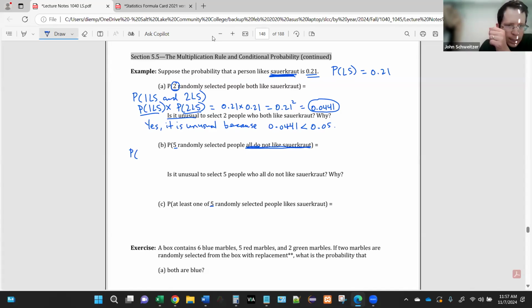I'm going to say the first does not like it. Okay, so the first does not like sauerkraut, so I'm going to abbreviate it. And the second is a not like. The third is a not like. The fourth is a not like. The fifth is a not like. Okay, so all of them do not like it. That's how you get all of them not liking it. The first and the second and the third and the fourth and the fifth all do not like it. So why would I write that? Well, because of the ands here, right?